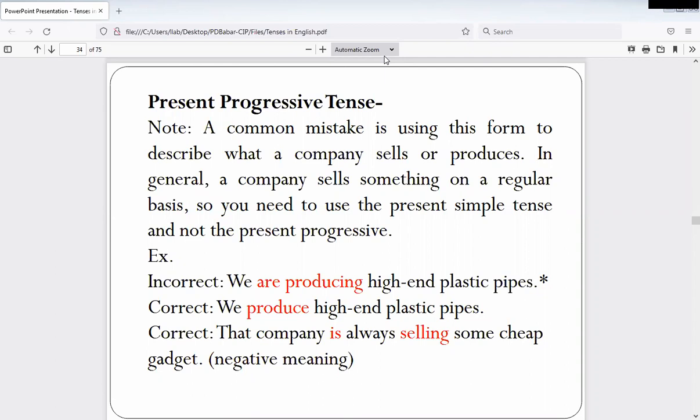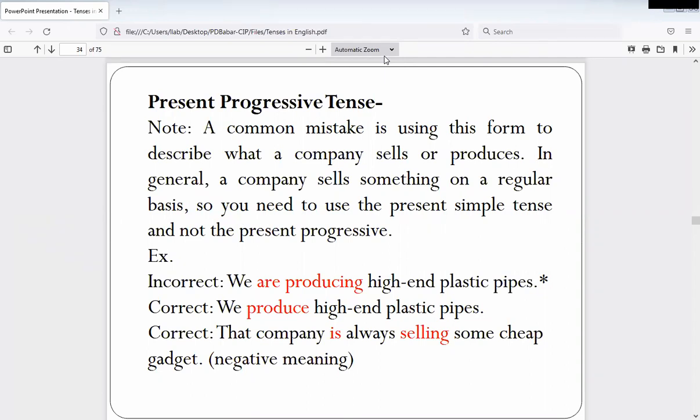If we are doing the job as a salesman, can we talk like this, or can we inform that person like this? No, it's not the correct form. The correct form is: we produce high end plastic pipes.